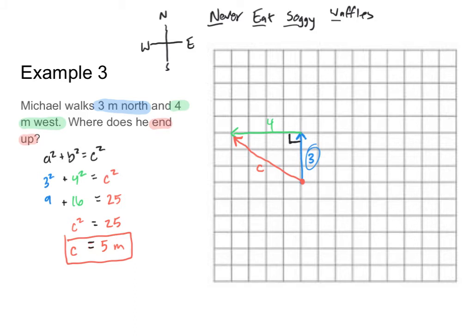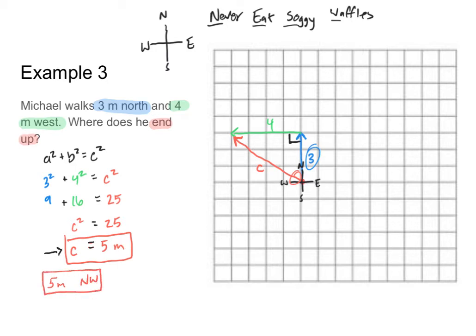Now, I am not quite done. Remember, a vector has both magnitude and direction. This here is my magnitude, but I still need to find the direction of c. And so I'm going to go ahead and draw my compass again at my starting position. And we're going to draw our north, our south, our east, and our west on our compass. And we can see that our final vector, that vector c, is pointing to the northwest. So it's in that northwest quadrant. So Michael ends up 5 meters northwest of where he started.